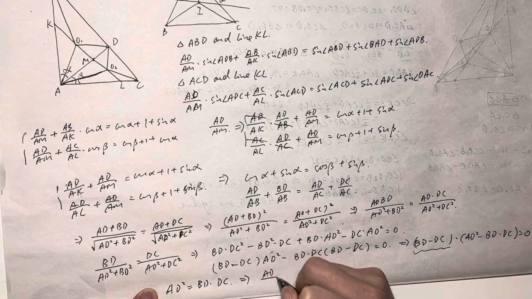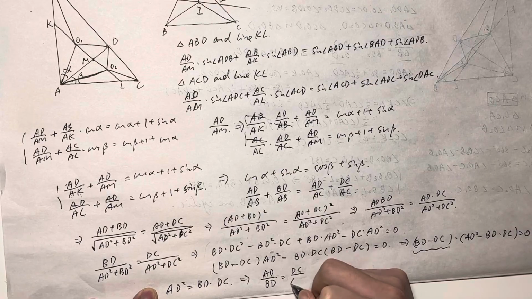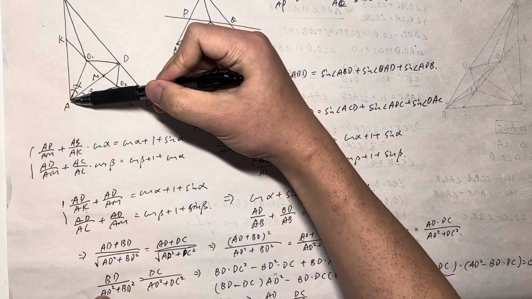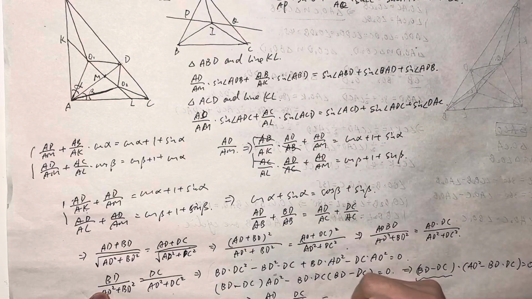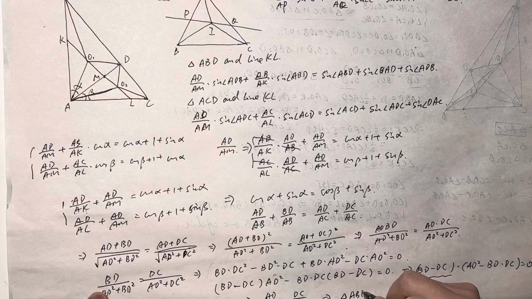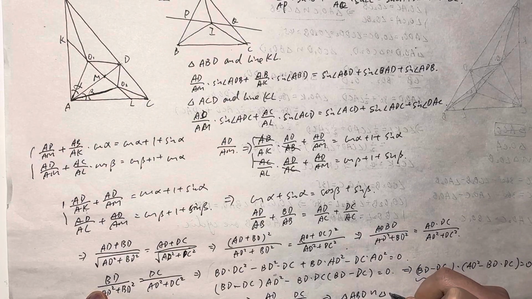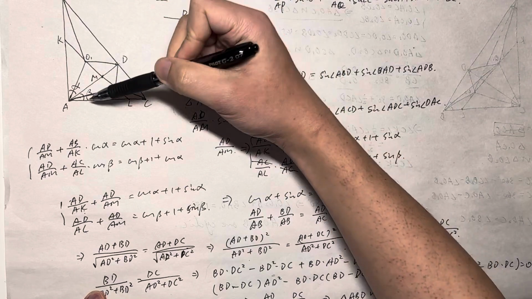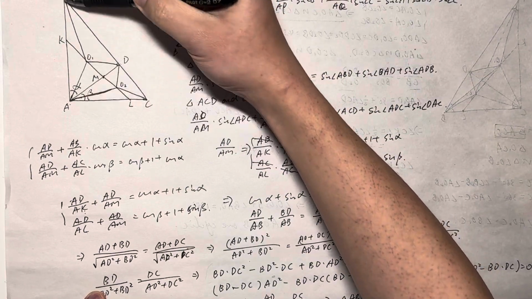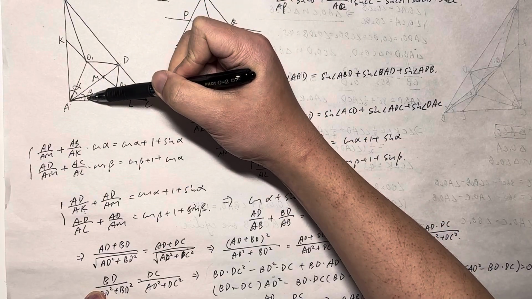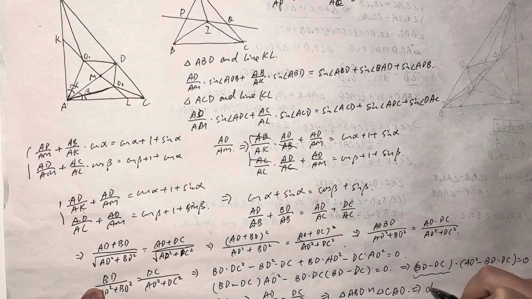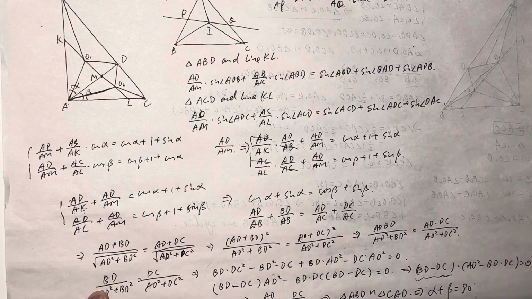So we get AD over BD equals DC over AD. And we already know that angle ADB is 90 degrees, angle ADC is 90 degrees. So we got triangle ABD is similar to triangle CAD, right? Which means these two triangles are similar, so the angle ABD equals beta, and angle ABD plus alpha equals 90 degrees, so alpha plus beta equals 90 degrees, right?